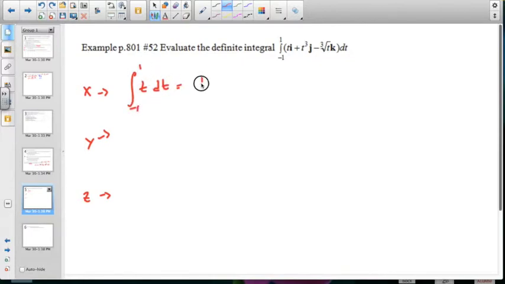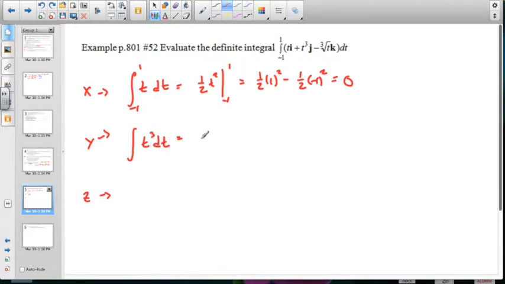So integrating that's half t squared. We're going to evaluate that from -1 to 1. So that's half times 1 squared minus a half times -1 quantity squared. Figuring all that out, that's 0. Okay, looking at t cubed. So we're going to integrate t cubed dt. That's 1/4 t to the 4th, and that's from -1 to 1. Evaluating that, we got 1/4 times 1 to the 4th minus 1/4 times -1 to the 4th. Interesting. That ends up being 0 as well.